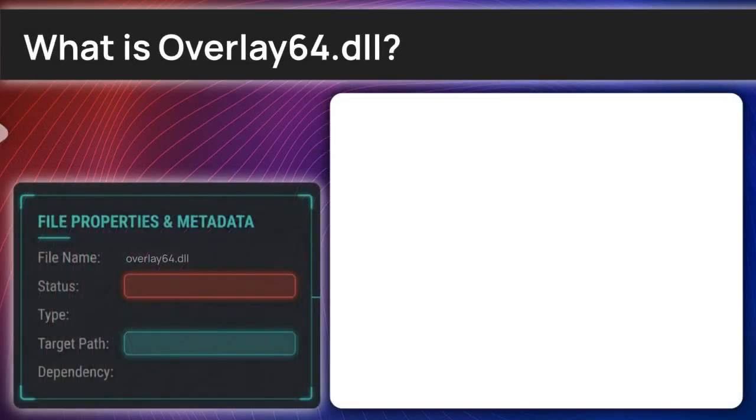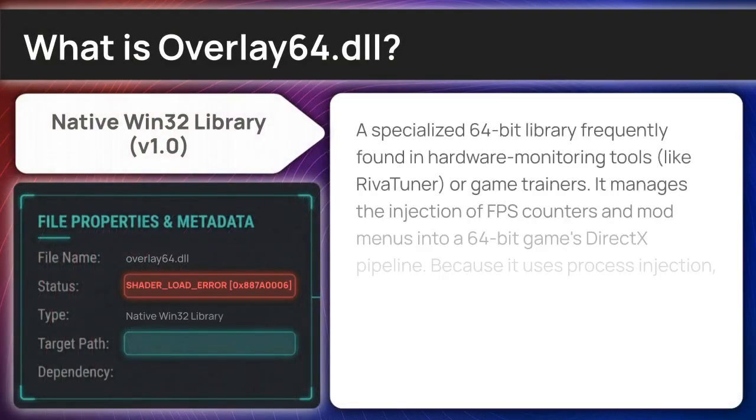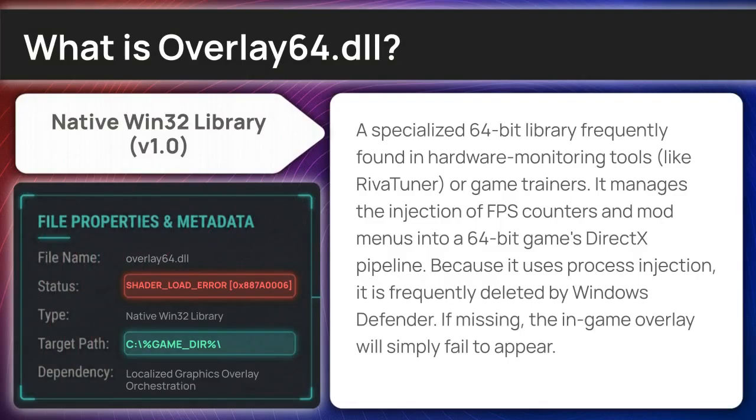This is the overlay64 module, a specialized 64-bit library frequently found in hardware monitoring tools like RivaTuner or game trainers. It manages the injection of FPS counters and mod menus into a 64-bit game's DirectX pipeline. Because it uses process injection, it is frequently deleted by Windows Defender. If missing, the in-game overlay will simply fail to appear. Now that we've covered what the file does, let's jump into our first fix.